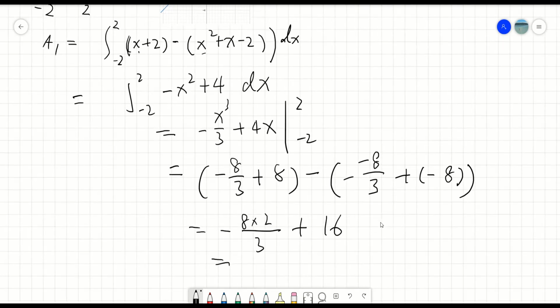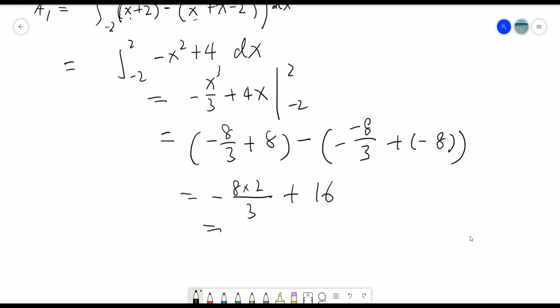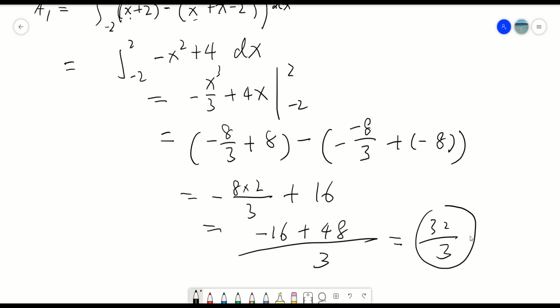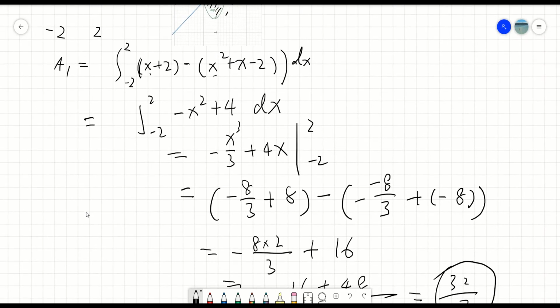So the total area equals what? This can be negative 16 over 3 plus 16, which is 48 over 3 minus 16 over 3, so it's 32 over 3. So this is the area. Okay, got it.